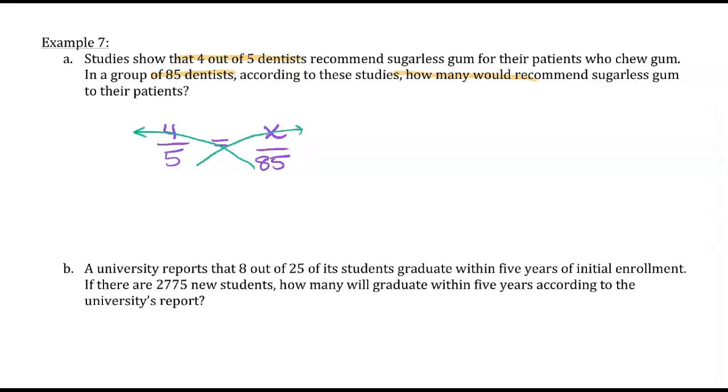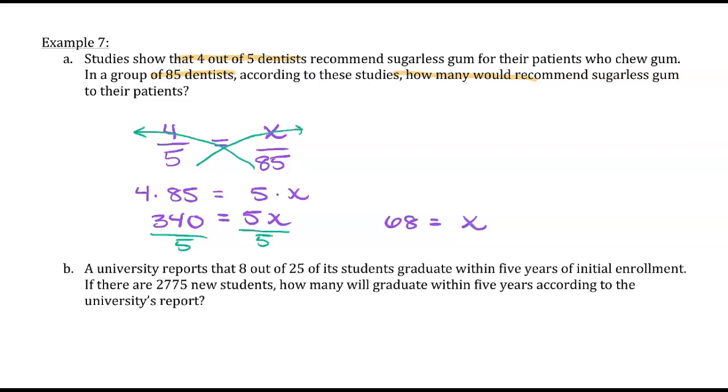Cross multiplying, we have 4 times 85 equals 5 times x. 4 times 85 is 340. And we can finish solving for x by dividing both sides by 5. 340 divided by 5 is 68. So we find that x is equal to 68. That is, 68 out of 85 dentists recommend sugarless gum to their patients. And this completes this section.